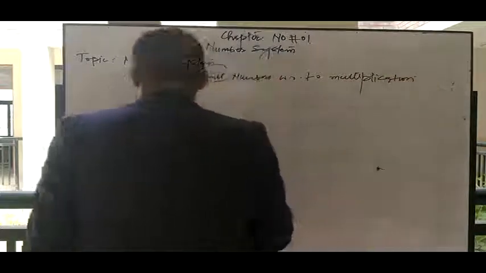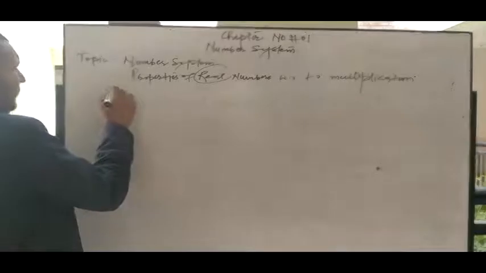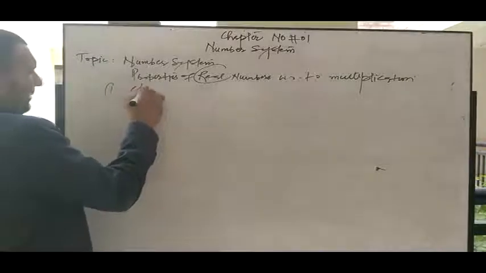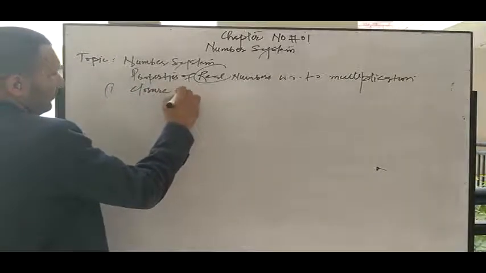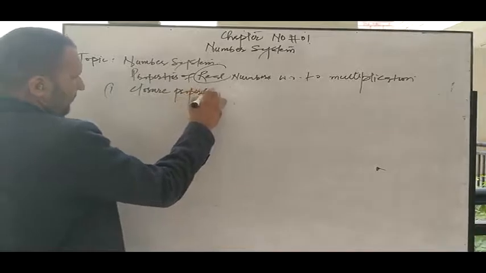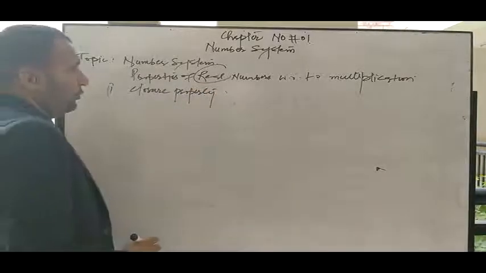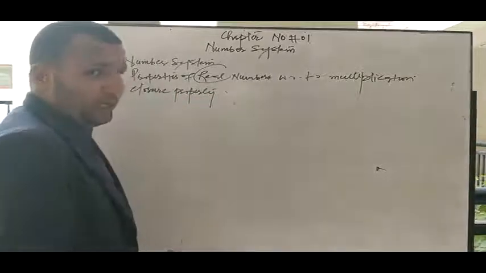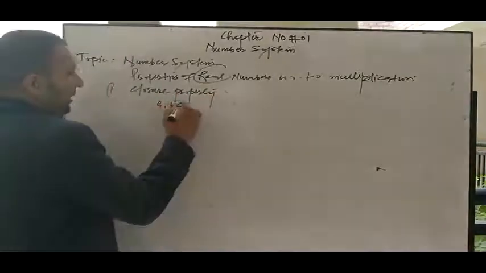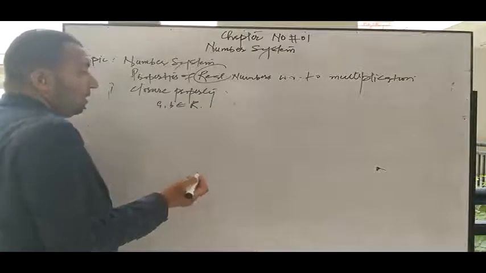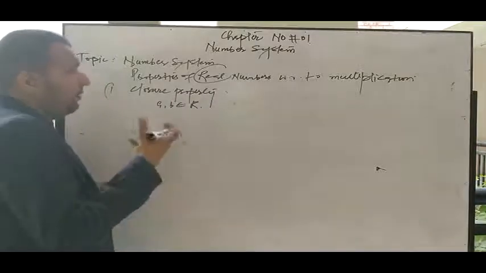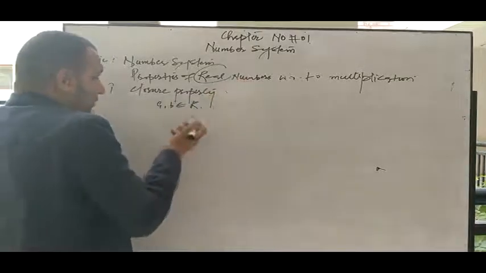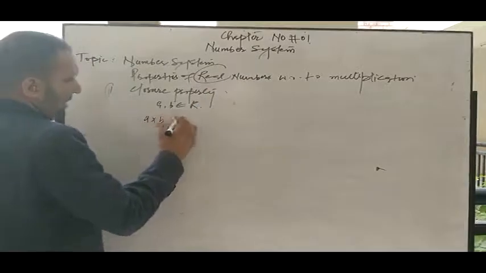Again, first is the closure property, which means any two values we multiply, the answer belongs to the real numbers. Let's suppose a comma b belongs to the real numbers. We multiply any two real numbers but the result belongs to the real numbers. Let's suppose a multiply b belongs to the real numbers.